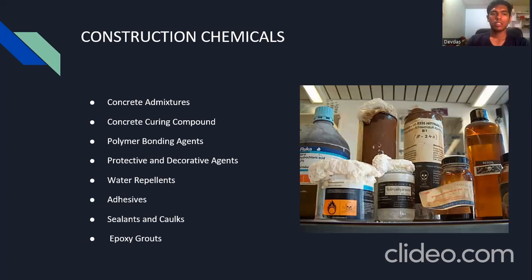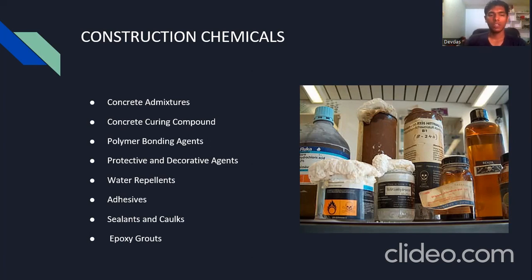Construction chemicals. You see these construction chemicals: concrete admixtures, concrete curing compounds, polymer bonding agents, protective and decorative agents, water repellents, adhesives, sealants and caulks, epoxy grafts. So let's go through some of the construction chemicals.